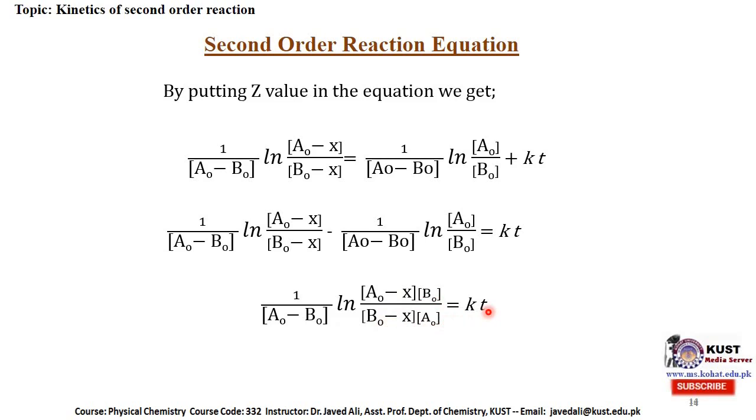This is another form of second order equation when initial concentrations of reactants are different. This is also a straight line equation, and this term is the dependent variable and t is the independent variable. We can plot 1 divided by a naught minus b naught log a naught minus x into b naught divided by b naught minus x into a naught versus t, and we will get a straight line equation with slope k.